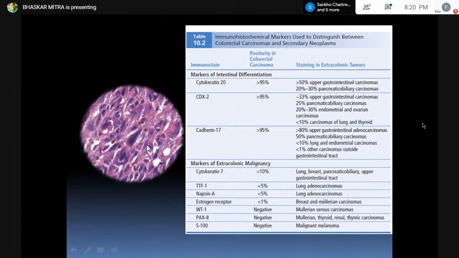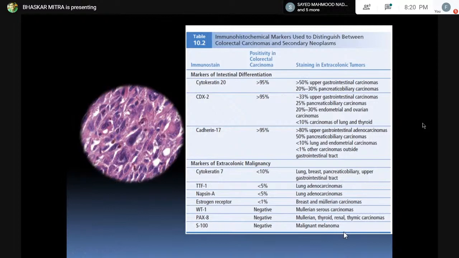Then we can take the help of immunohistochemistry. CK20, CDX2, and cadherin are more common in colorectal tumors, TTF1 more in lung. ER is for breast and Mullerian carcinoma, WT1 for serous carcinomas, and PAX8 for Mullerian origin tumors and thyroid tumors. S100 is for malignant melanomas. The panel of immunomarkers will help to differentiate other cancers involving the colon.